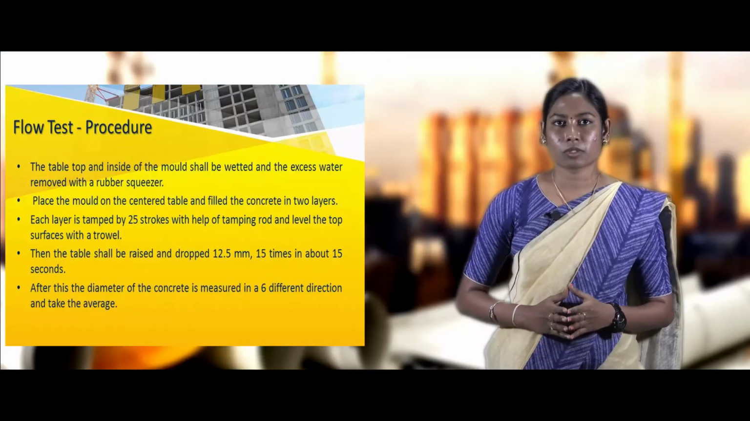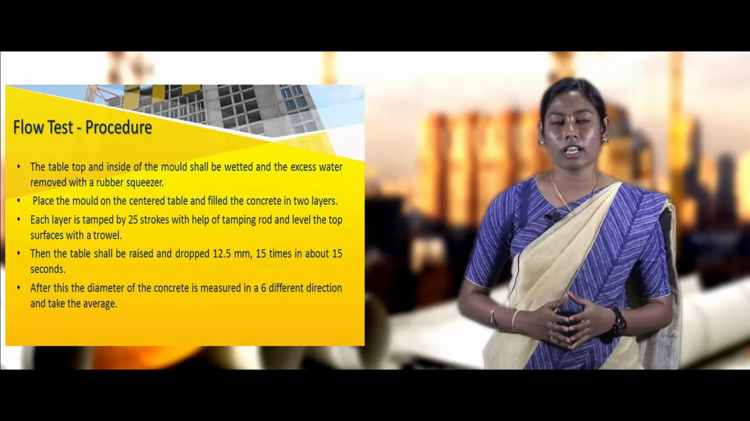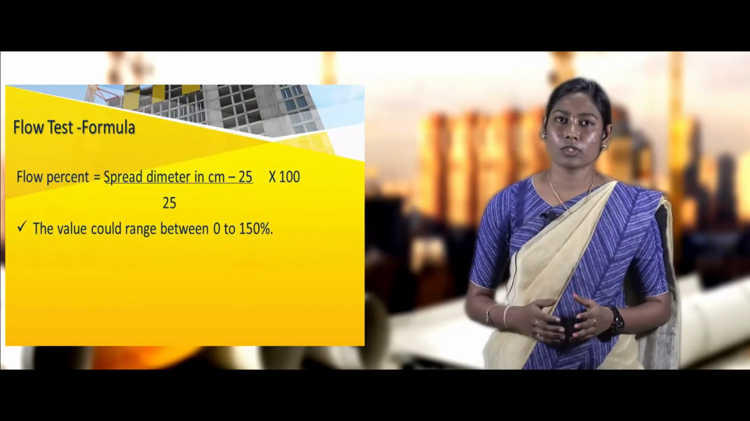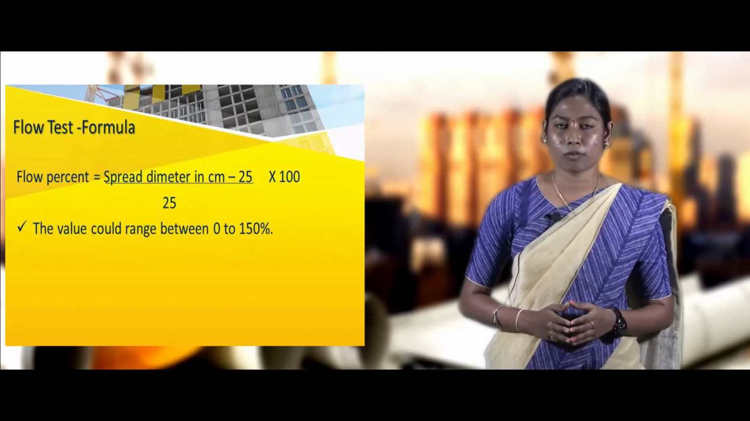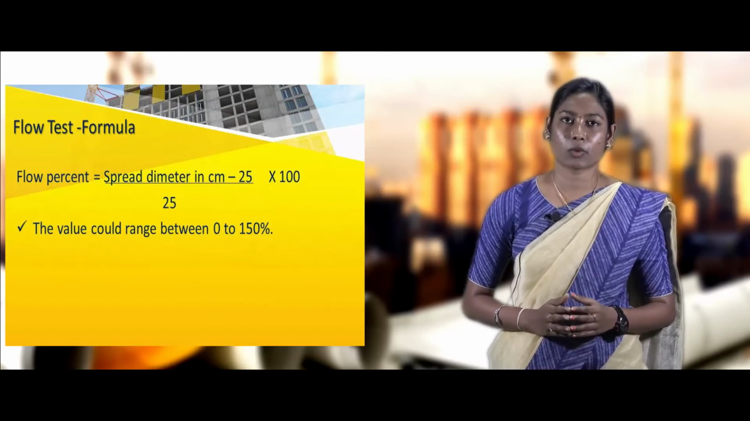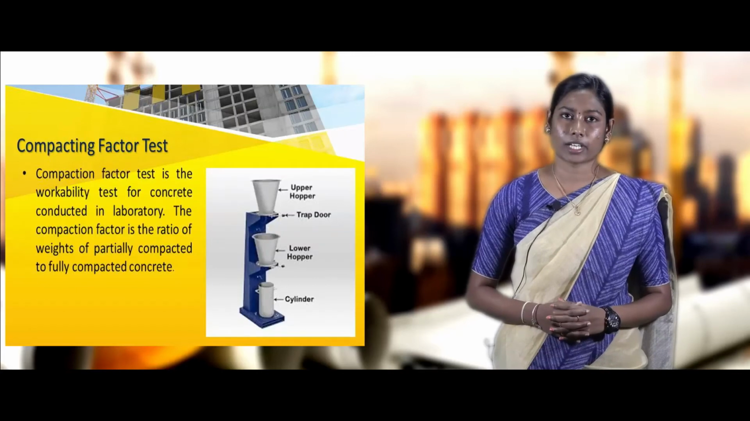Then the diameter of the spread concrete is measured in 6 different directions and the average is taken. The formula used to calculate the flow table value is spread diameter in centimeters minus 25, divided by 25, multiplied by 100. The range could be between 0 to 150%. Next one is the compaction factor test.